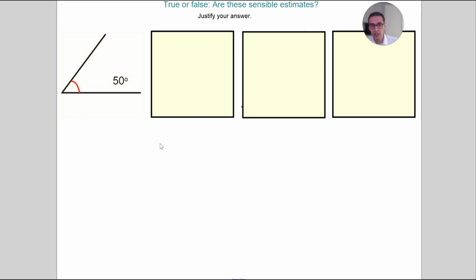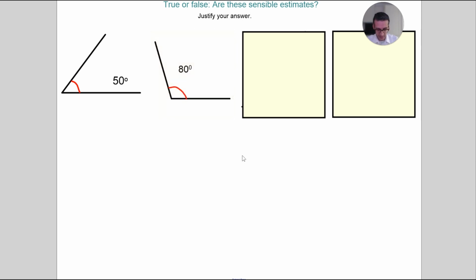So true or false, is this a good estimate? Is it a sensible estimate? Would you say this being 50 degrees is a sensible estimate? I would say it's somewhat reasonable. I would estimate it to be a bit bigger than that, perhaps 60, but either way, I know it's more than 45, so I would say yes.